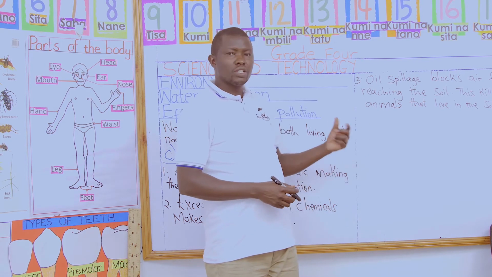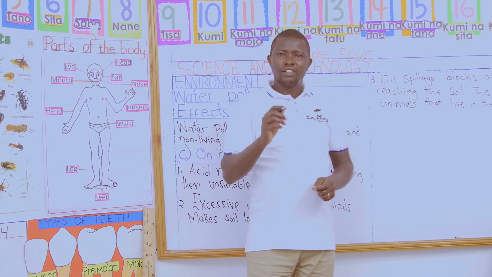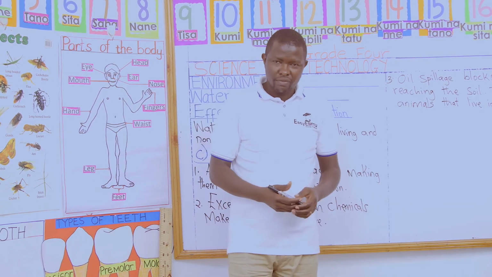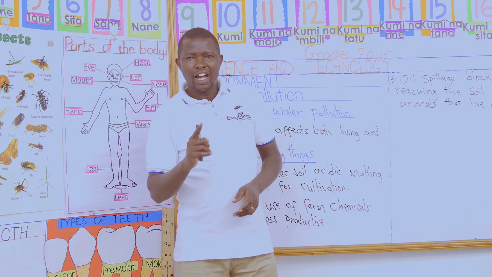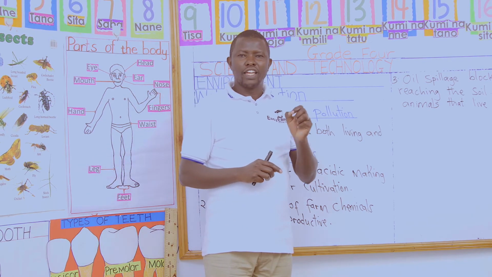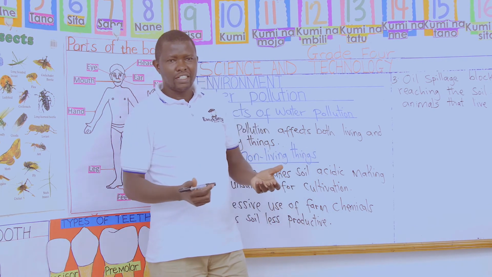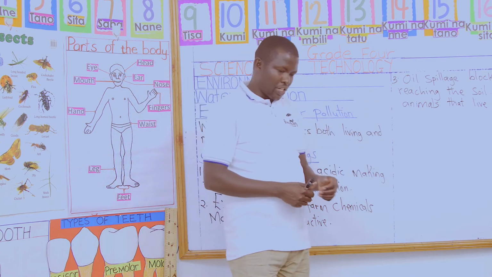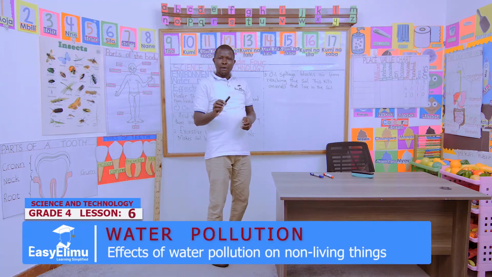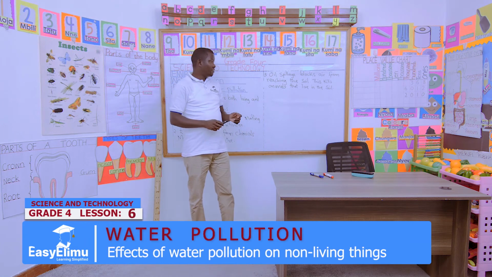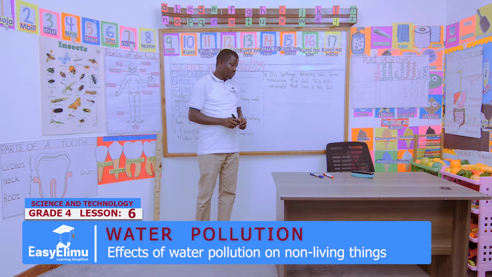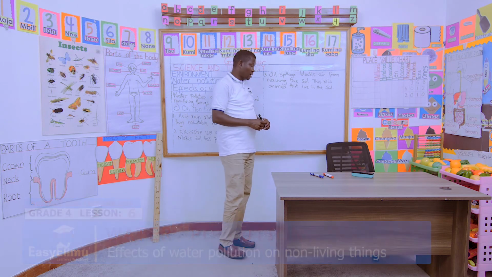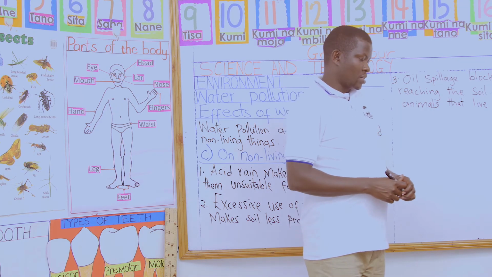So oil spillage on soil prevents air from entering the soil. And what is the final product? Animals living in soil will die. Why have they died? It's because of the oil spillage. Those are some of the effects that we have looked at from the effects of water pollution on non-living things.